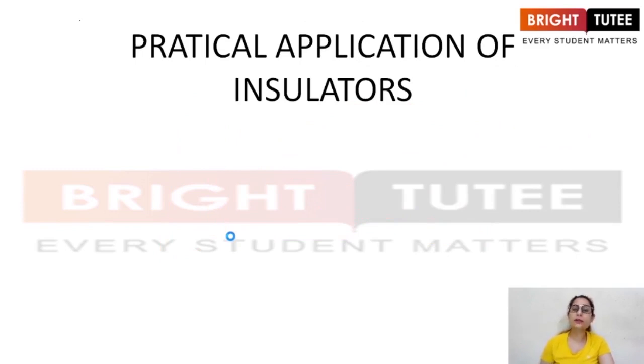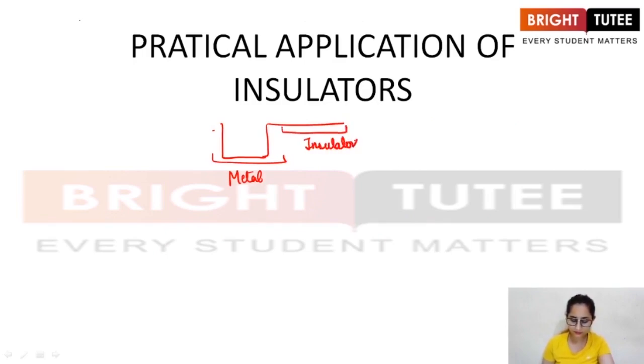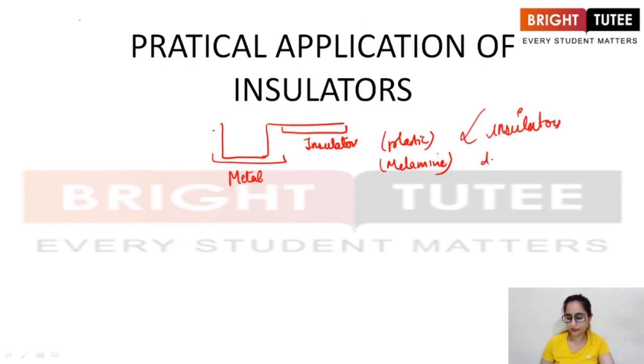Now, practical applications of insulators. Now students, as I told you that utensils are made up of metals and they are used for cooking. So in the same utensil, if we take a pan, this part is of metal while this part is of some insulator. For example, plastic, right, or melamine. These are the substances which are used to make handles of the pans because they are insulators. They do not allow heat to pass through.